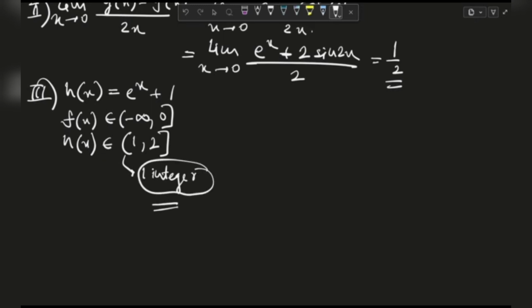Only one integer is possible. This was too simple. Okay, anyways. Moving to option number 4, where we had f of x equal to half and we had to calculate the number of solutions. So basically cos 2x is given as half.